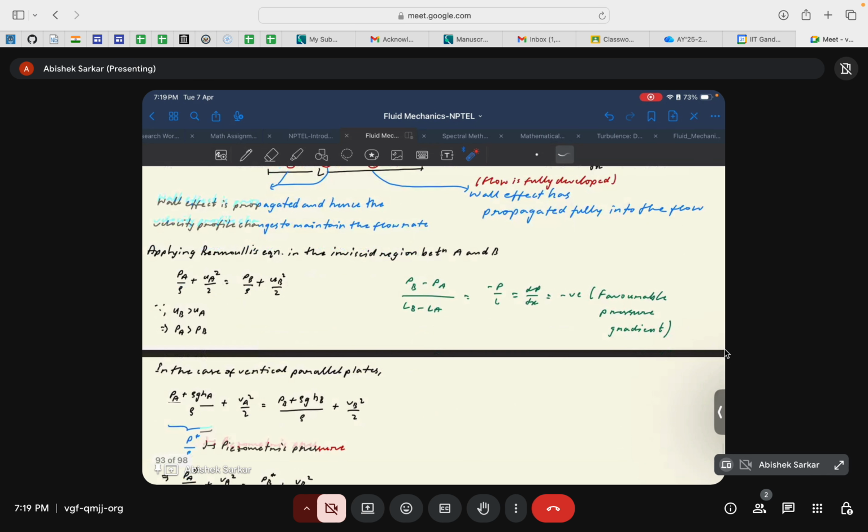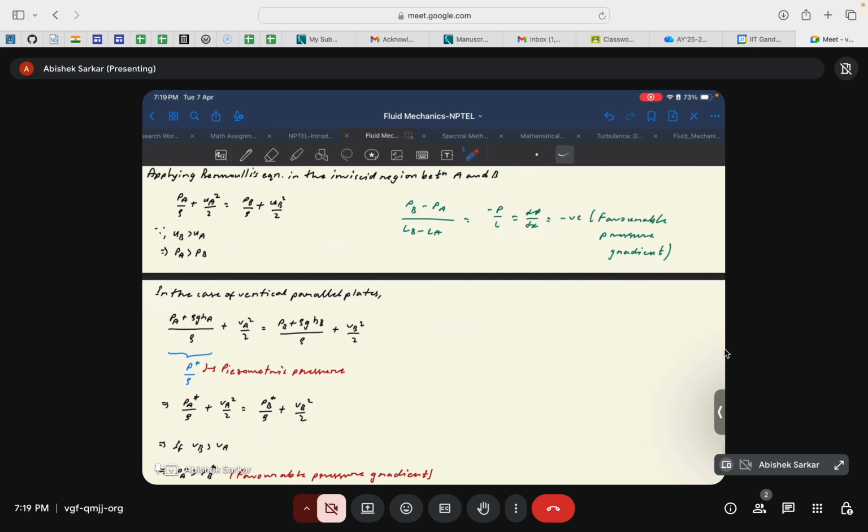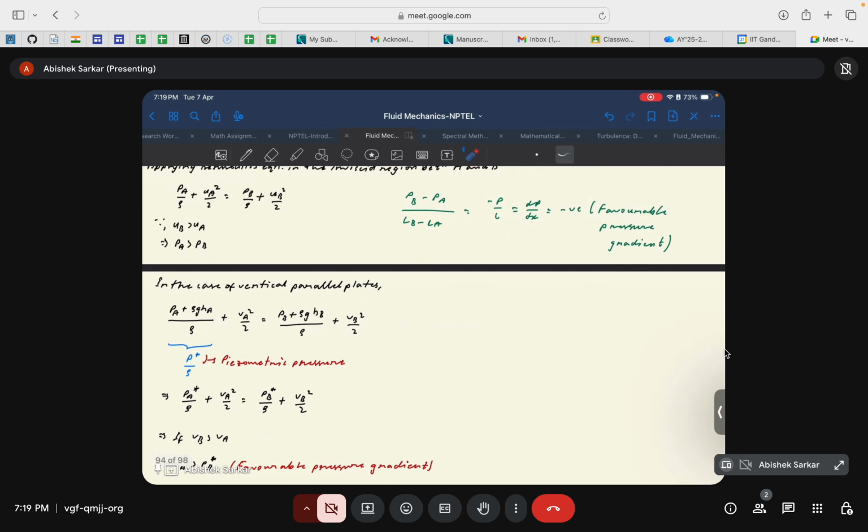So let us consider a different case where the plates are placed vertically. Then also this understanding is satisfied. We will have PA by rho plus g HA plus VA square by 2 equal to PB by rho plus g HB plus VB square by 2. And you know that P plus rho g h basically represents the piezometric pressure. So in this case, you can write PA star by rho plus VA square by 2 is equal to PB star by rho plus VB square by 2, where PA star and PB star represent the piezometric pressures.